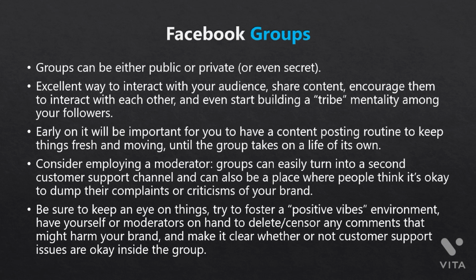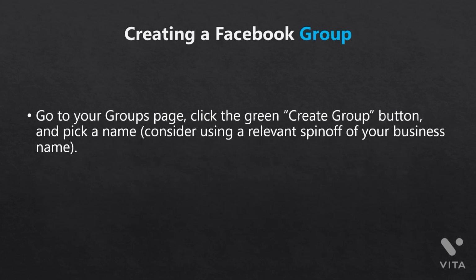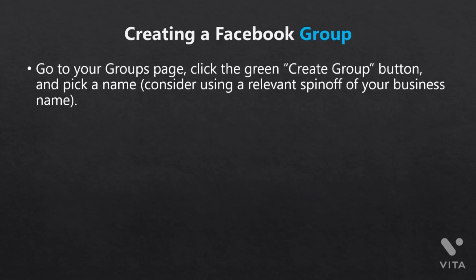Let's talk about creating a group. To create a group, go to your Groups page and click the green Create Group button. You'll first need to name your group. This can be your business name or a spin-off of your business name. For example, if your group is centered around providing special training or advice on using a product, you might call it your product name plus the word masters, experts, or ninjas at the end of it.